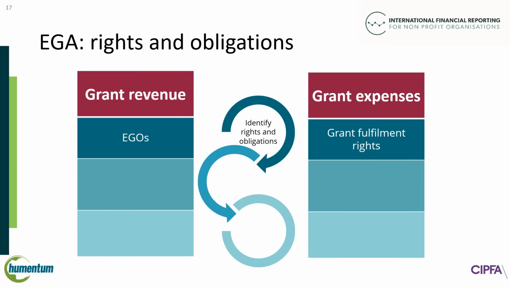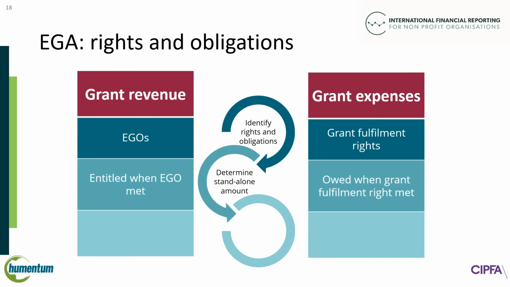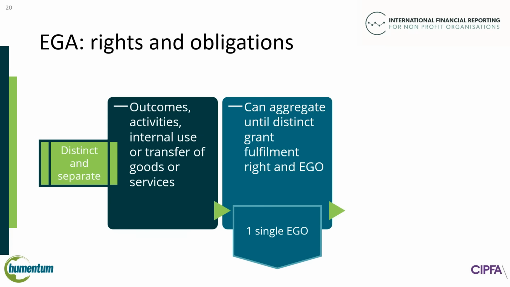Clarity about enforceable grant obligations and grant fulfillment rights in an EGA is also fundamental. Firstly, each EGO and grant fulfillment right needs to be identified. Once identified, their standalone values need to be determined. This is the amount that the grant recipient will be entitled to for meeting an EGO, and the amount that the grant providing NPO will owe when its grant fulfillment right is met. And finally, there needs to be clarity about when each of them has been met, by assessing progress.